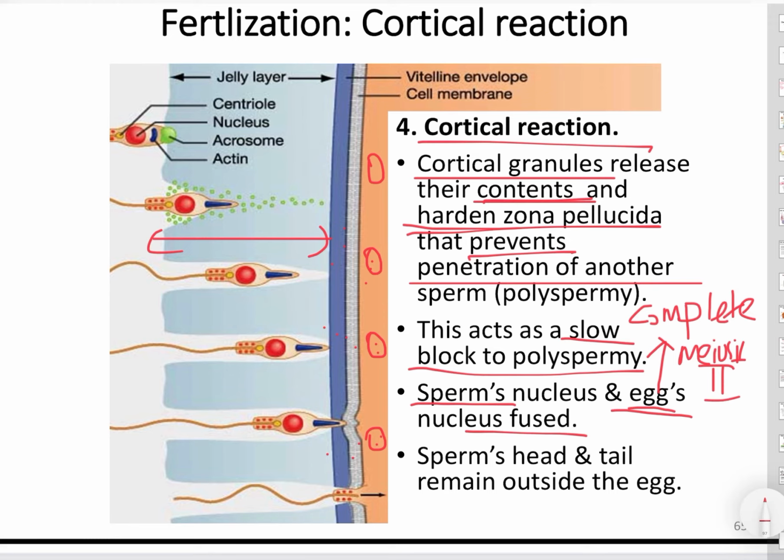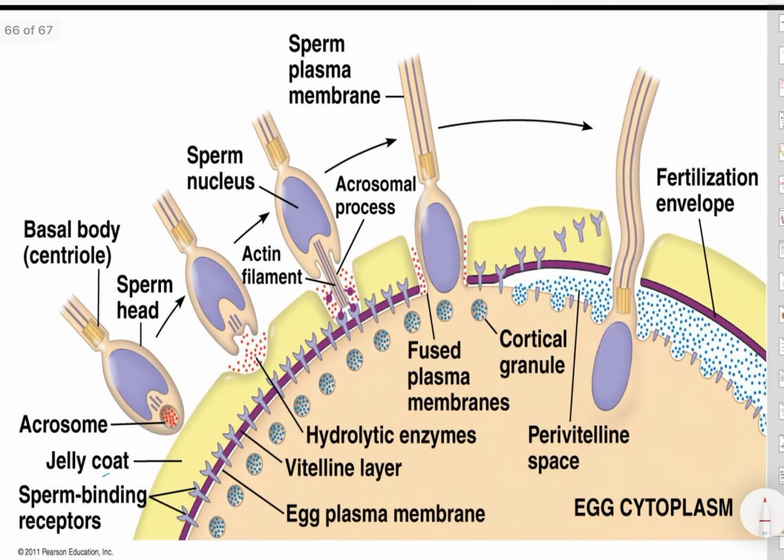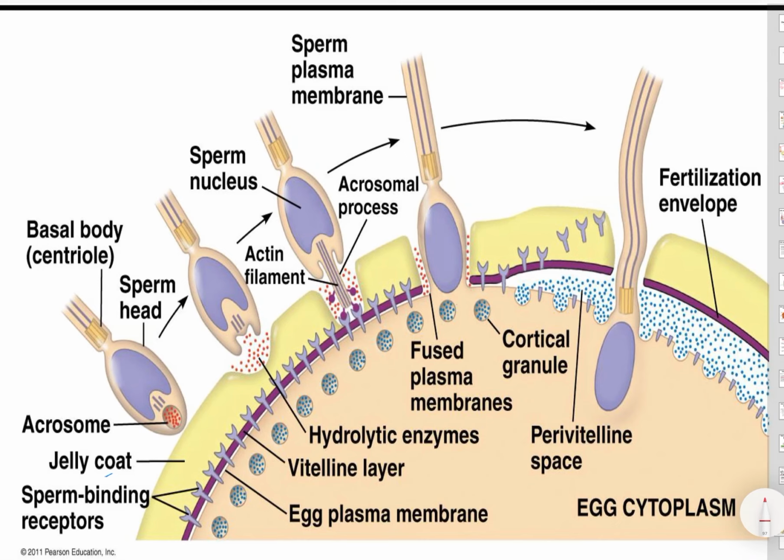Only nucleus sahaja yang masuk ke dalam cytoplasm of the egg, and the sperm head and tail will remain outside the egg, sorry. Okay, so that is the 4 stages that lead to the fertilization process. So in summary, this diagram shows the summary of the stages that lead to the fertilization.